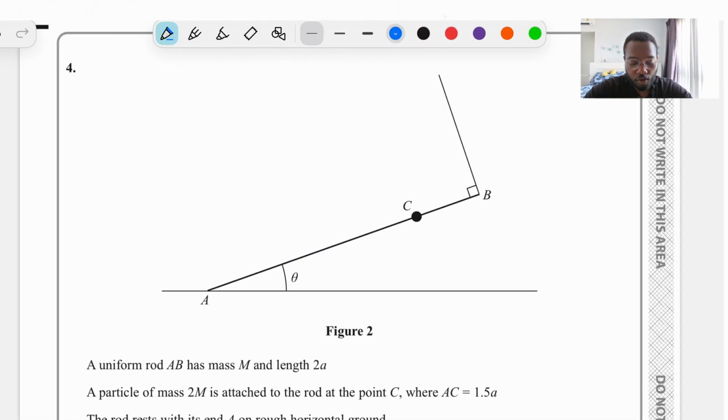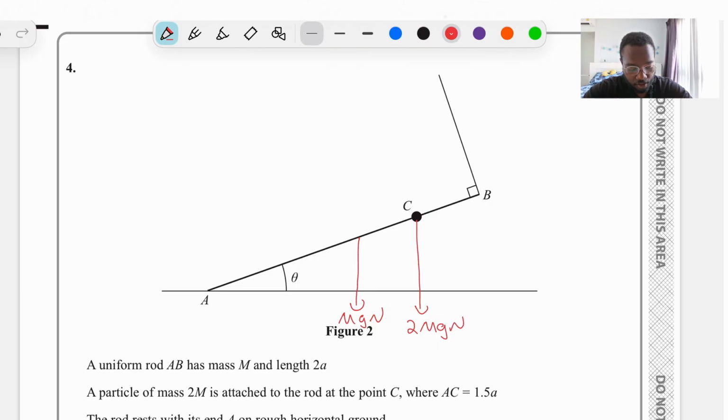For this question 4, we have a uniform rod AB, and it has mass m and length 2a. So let's do the mass first. We know the rod is uniform, so the mass is going to be in the center of that rod. If I draw it, the mass would be like here, okay? And that has a mass of m, so that will be mg newtons. We know it's length 2a. I'll look at the length later. We have another particle of mass 2m that's attached to the rod at C. So we have C here. There would be another mass there, and that would be 2mg newtons.